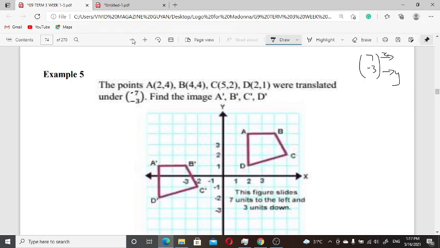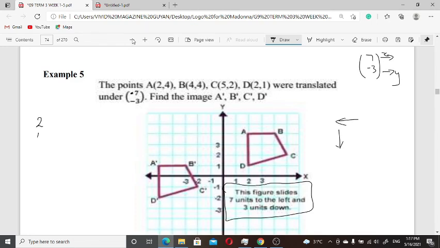Now when you read what's here, it says this figure slides 7 units to the left and 3 units down. So it should be moving to the left and down. By simply changing the sign in front here from positive to a negative, it solves that problem. So to show you what I'm actually talking about, I won't be solving all of the questions. I'll just be showing you what actually happens here on this graph.